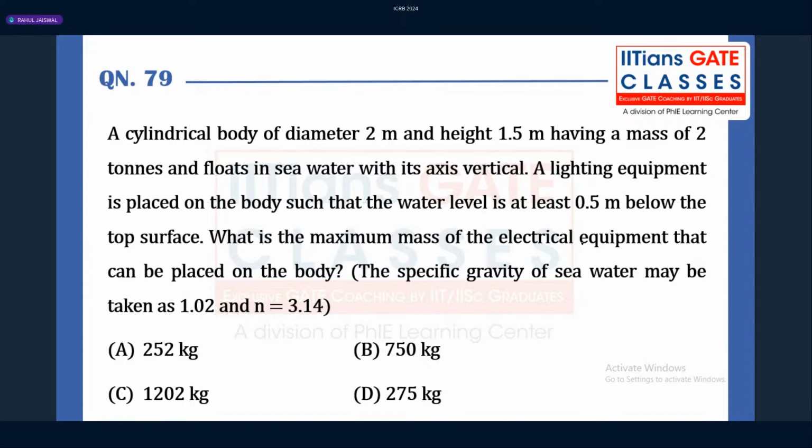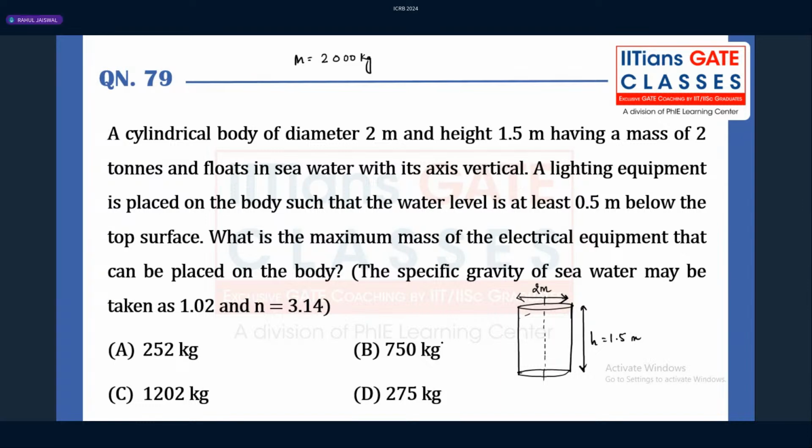Try to see this question, guys. One of the very easy questions. A cylindrical body of diameter 2 meter. If I just draw the rough diagram, a cylindrical body means a solid cylinder, for example, which is having a certain diameter of 2 meter, right? Which is having a certain height of 1.5 meter, having a mass of 2 ton, which is nothing but 2000 kg. And basically, it is floating in sea water with axis vertical. That is what we have drawn.